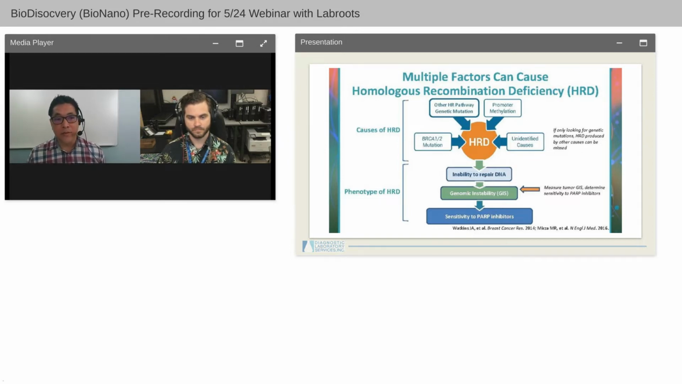There are also epigenetic causes that also affect homologous recombination deficiency. And when we are in a state of HRD, it affects the way in which our cells have the ability to repair double-stranded DNA breaks, and it promotes a state of genomic instability. This genomic instability can now be leveraged for cancer therapy.